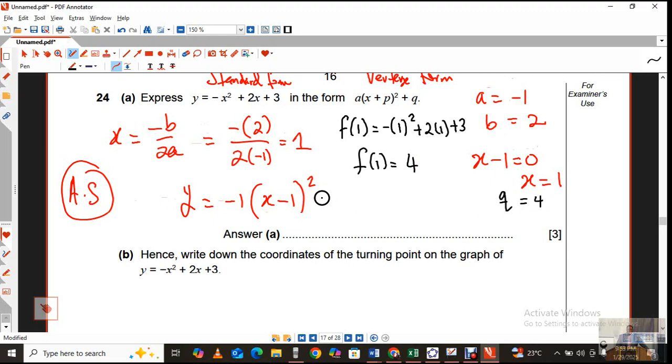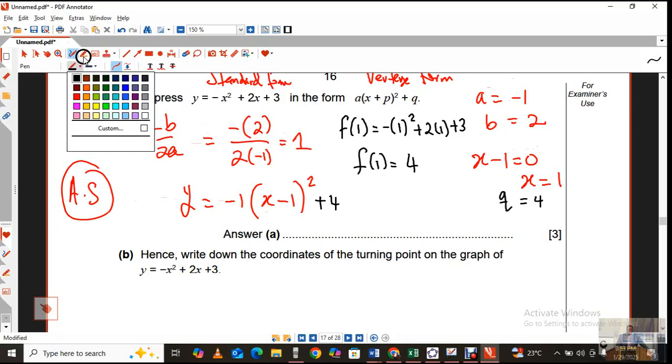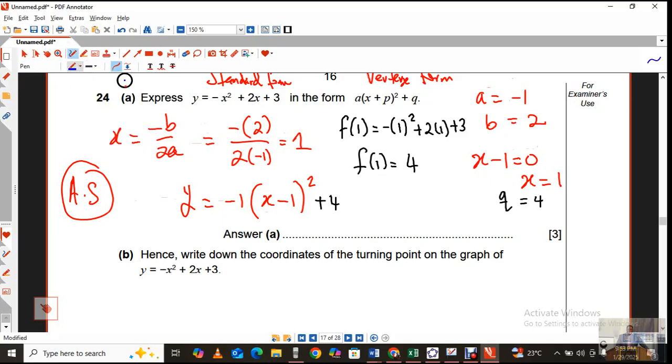So here, if I have to rewrite it, the expression that we are looking for is going to be y equals -1, which you don't have to write, the -1, x minus 1 all squared plus 4. This is the vertex form that I'm looking for.